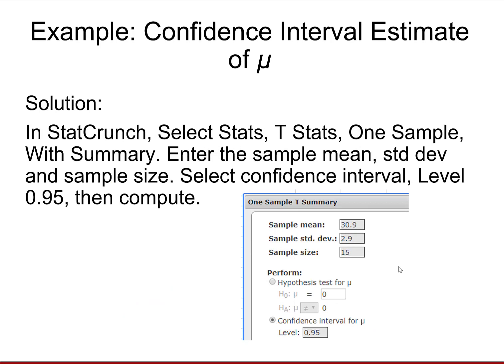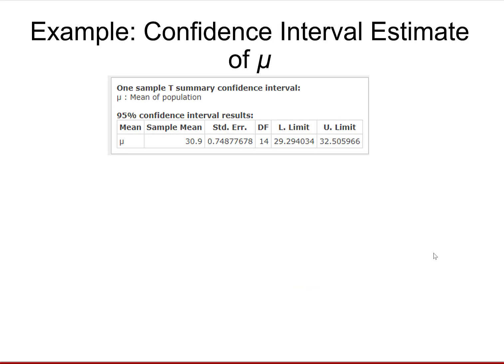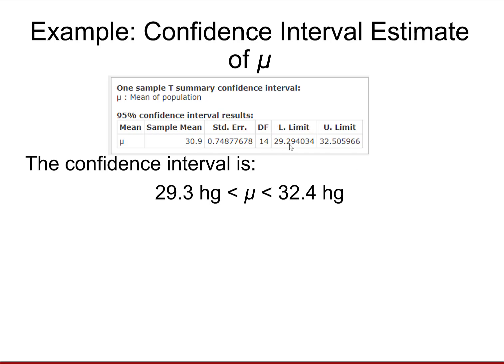So in StatCrunch, you're going to select Stats, T Stats instead of proportion stats. One sample, and this time we have a summary. So we're going to enter the sample mean, the sample standard deviation, the sample size, and then click on perform confidence interval, and make sure you have the appropriate confidence level there. And here's my output. Here's my lower limit, there's my upper limit. So the confidence interval goes from 29.3 up to 32.5.